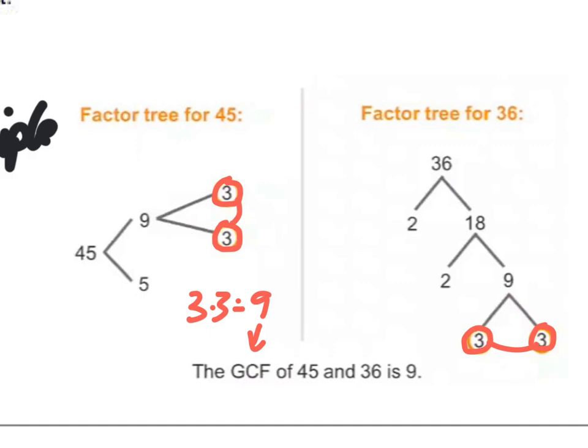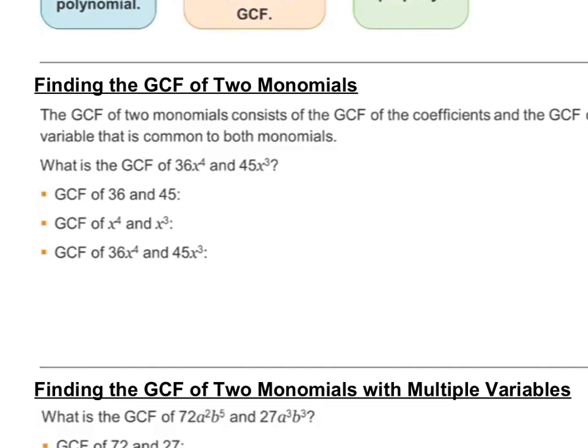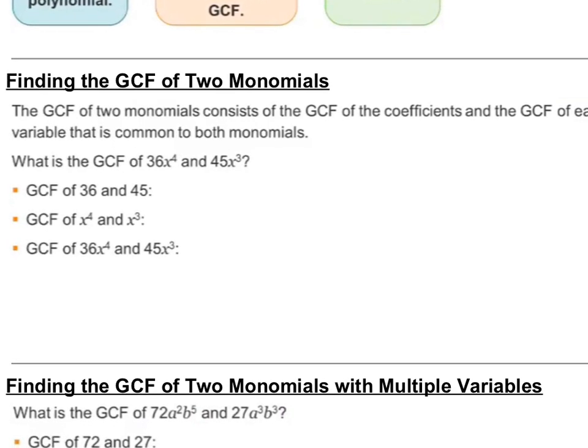Okay. Now, a lot of times you can just do this in your head. This is a guaranteed way to figure this out. So just something to think about and always refer back to if you can't figure out what the greatest common factor is. So let's take a look at this. It says finding the greatest common factor of two monomials. So, the greatest common factor of two monomials consists of the greatest common factor of the coefficients and the greatest common factor of each variable that is common in both monomials.